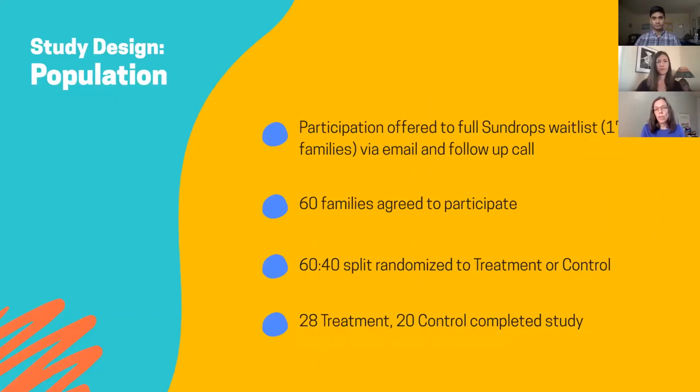So in our study, we invited everybody that was on our waitlist at the time, which was 173 families, and we sent out emails, and then we followed up with a phone call. And eventually we had 60 families that agreed to participate. And we split these families into 60 and 40. So 60 were in the treatment group and 40 were in the control group. And at the end of the study, after we had lost some people for different reasons, we had 28 in the treatment group and 20 in the control group who had completed the study.